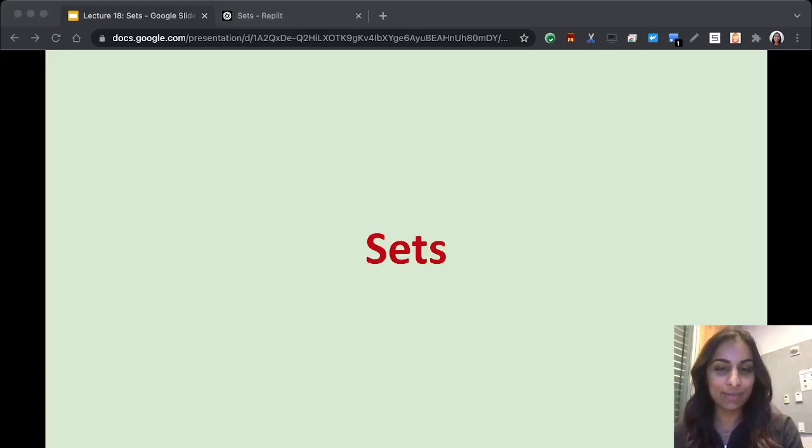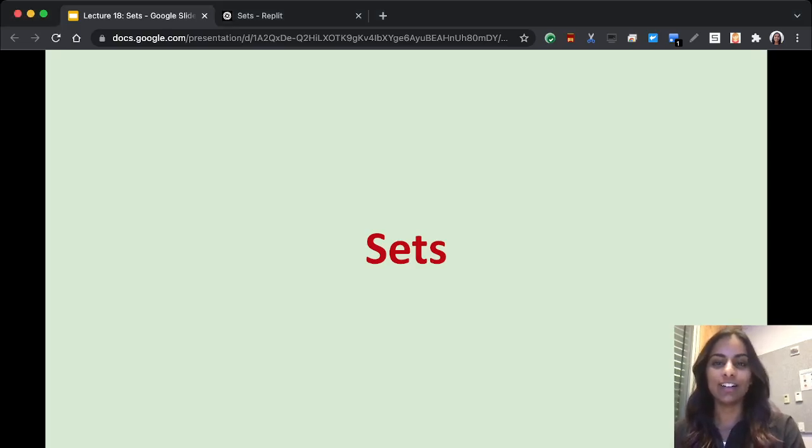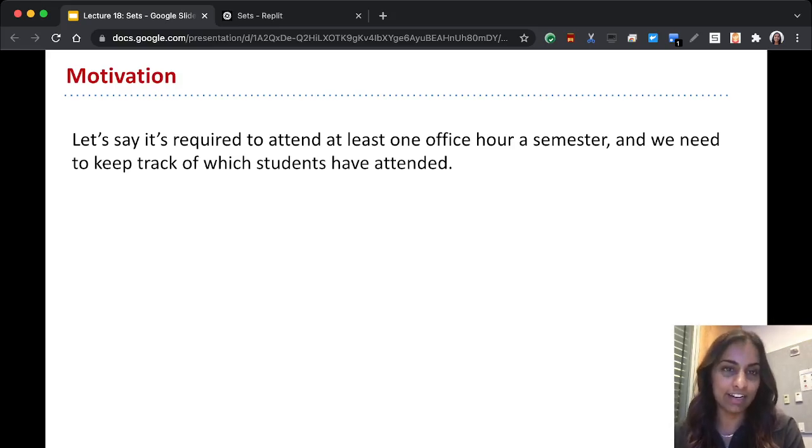Alright, let's jump into sets now that we have talked about tuples. And let's start here with the scenario. Let's say that it's required in some class to attend at least one office hour a semester. And let's say we need a way to keep track of which students have attended so that we can give them credit for it.